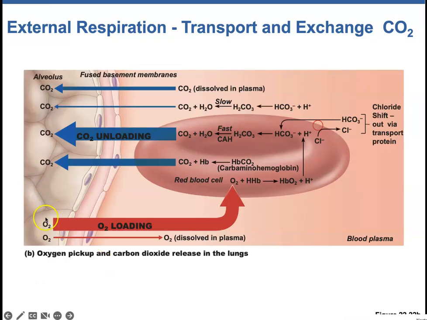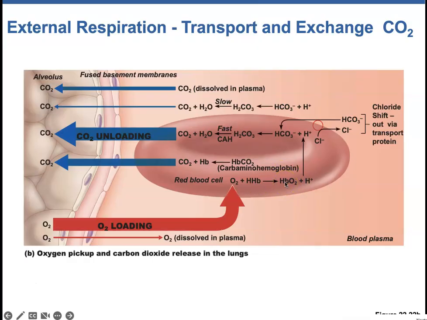The oxygen that is in the alveoli will load because you have a higher concentration of oxygen in the alveoli, so it'll load onto the red blood cell, and when it loads onto the red blood cell, that's when it displaces that hydrogen, and then it binds to the hemoglobin, and then we have oxyhemoglobin.